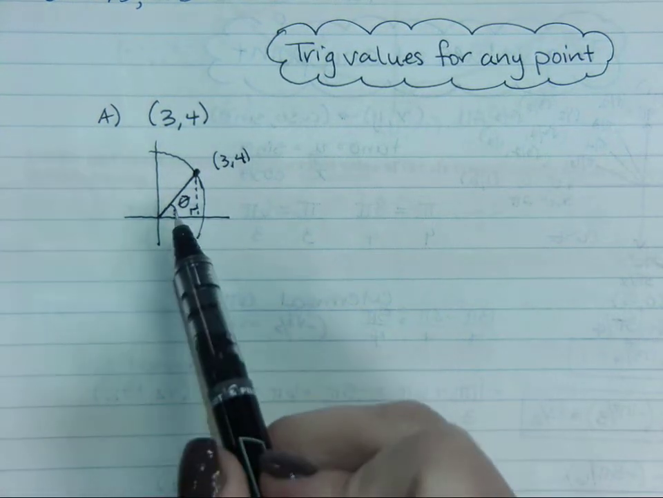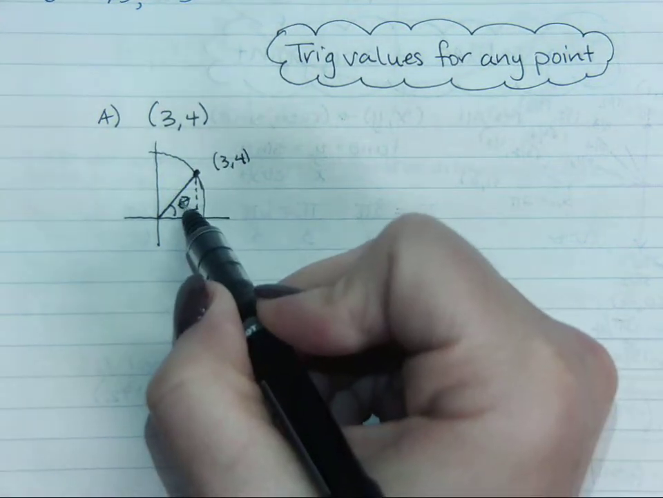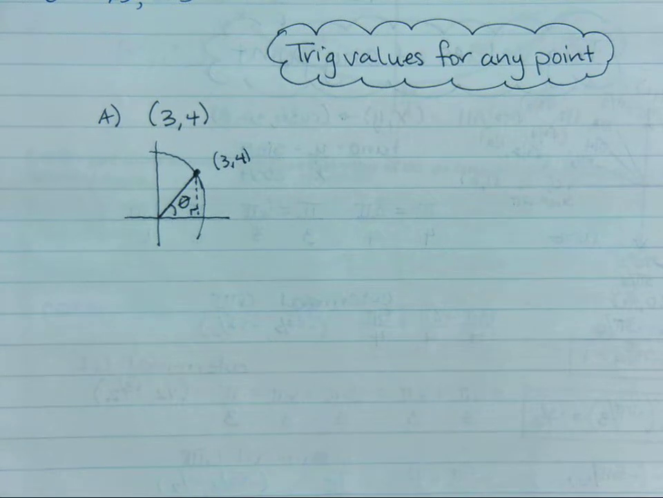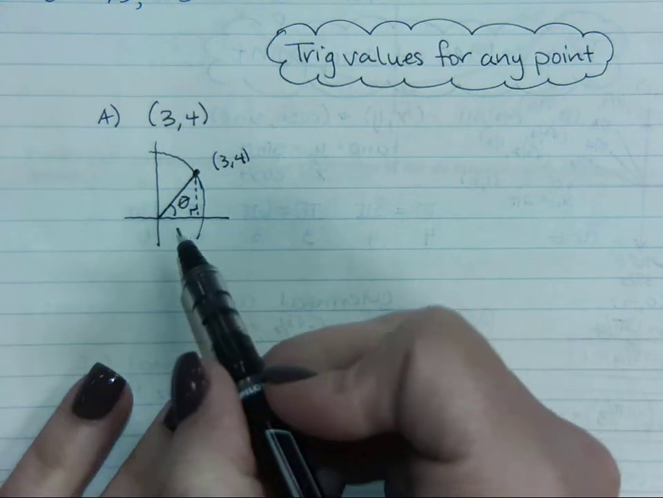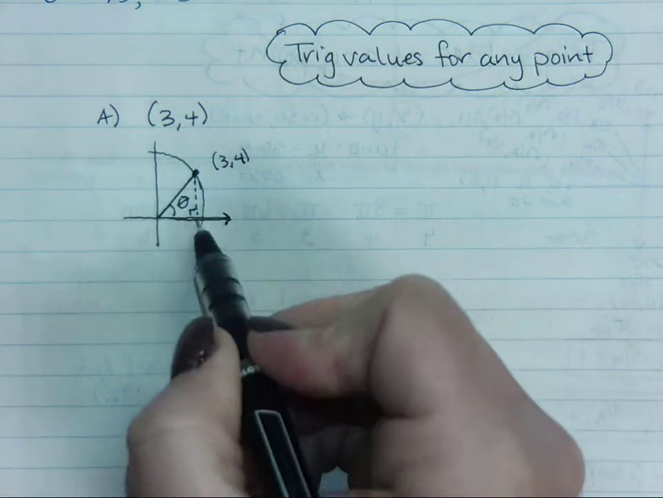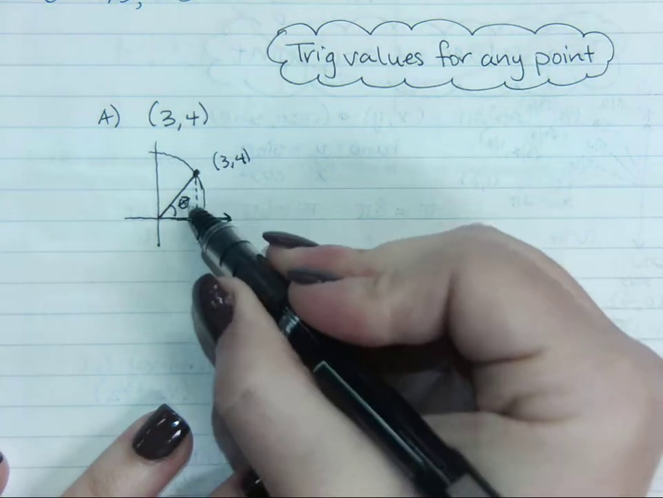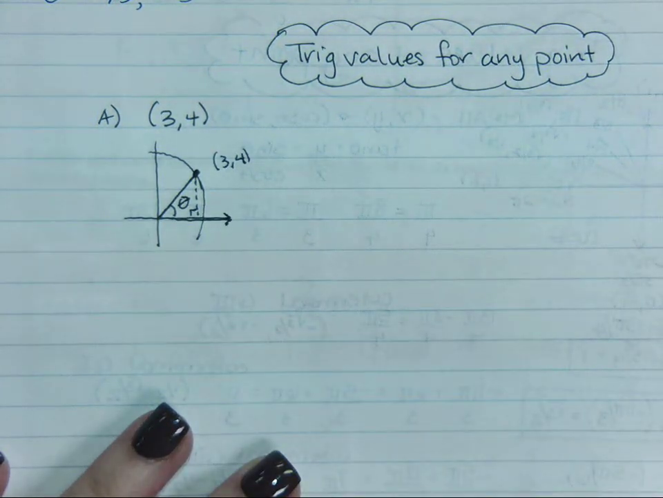So we don't need to know what the actual theta is. We don't need to know if it's 30 degrees, 45, 27. It doesn't really matter what this theta is. We still want to find the trig values for the angle that it creates with the x-axis, which is always our initial side, and the coordinate, which we call our terminating side. All right, so think about this representative triangle I've sketched inside here.